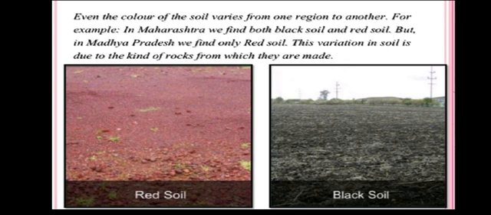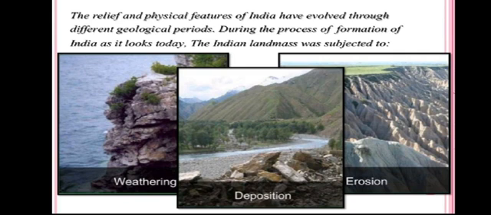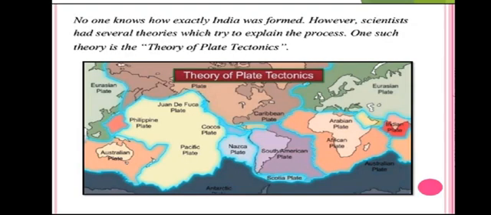Likewise, you can find in Maharashtra black and red both soils are formed, whereas in Madhya Pradesh red soil is there. This is because of the color of the parent rock. Now, how is soil formed? By the process of weathering. Weathering is called breaking up of rocks. Parent rock I just told you. Deposition by the rivers on its bank and erosion of soil with the help of water and wind, rivers and wind. After that, we studied about the theory of plate tectonics.